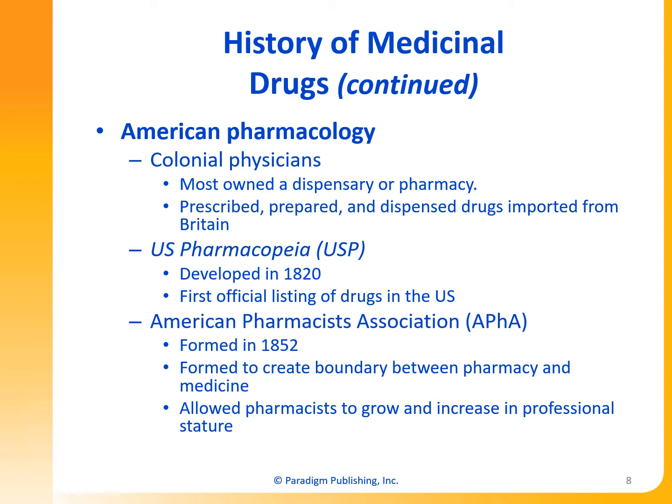Let's see, the first Pharmacist Association was formed in 1852. It was formed to create a boundary between pharmacy and medicine and allowed pharmacists to grow and increase in professional stature. The American Pharmacists Association is also still active today. If you went to their website right now, they have a guide for pharmacists to tackle the coronavirus, how pharmacists can help, and how to set up drug screenings in pharmacies. It's really interesting if you'd like to take a look at that website.